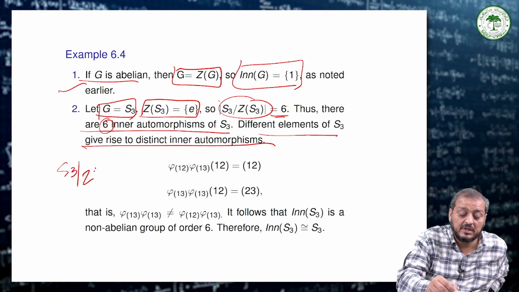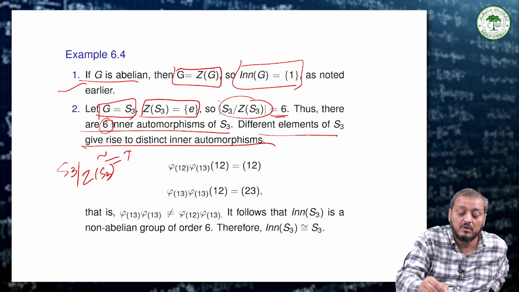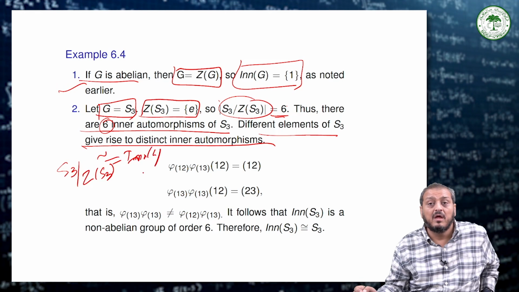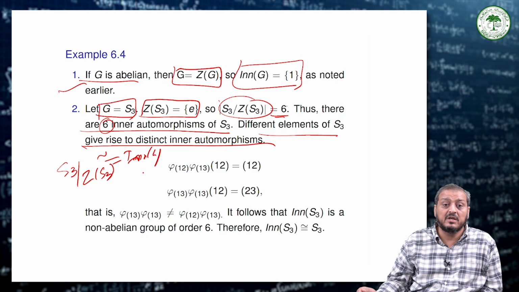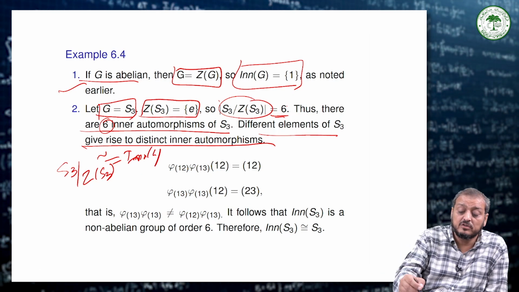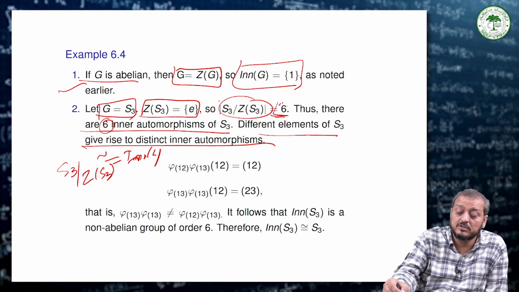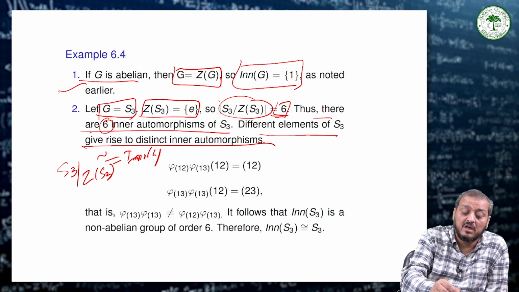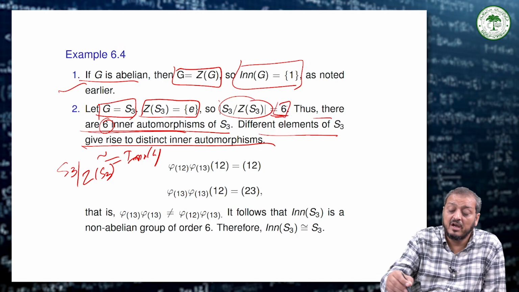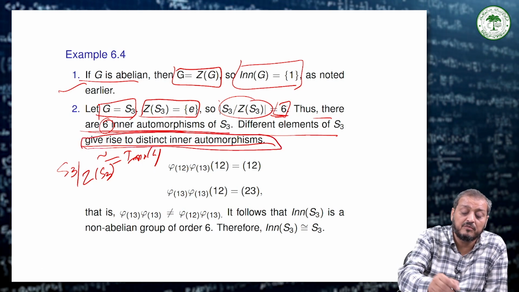By the previous result, S3 upon the center of S3 is isomorphic to the inner automorphism group of G. So there is a possibility of a size equal to 6, meaning 6 inner automorphisms of S3, and different elements of S3 give rise to distinct automorphisms.